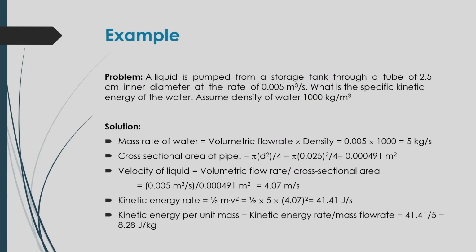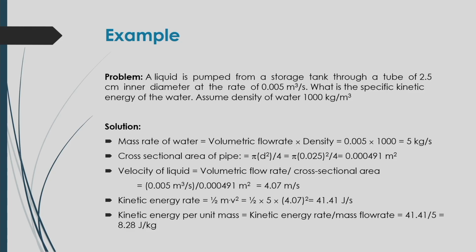Let us do another example here. Suppose a liquid is pumped from a storage tank through a tube of 2.5 centimeter inner diameter at the rate of 0.005 meter cube per second. What is the specific kinetic energy of the water? Here the density of the liquid, water, is given as 1000 kg per meter cube. In this case you have to find out the specific kinetic energy.